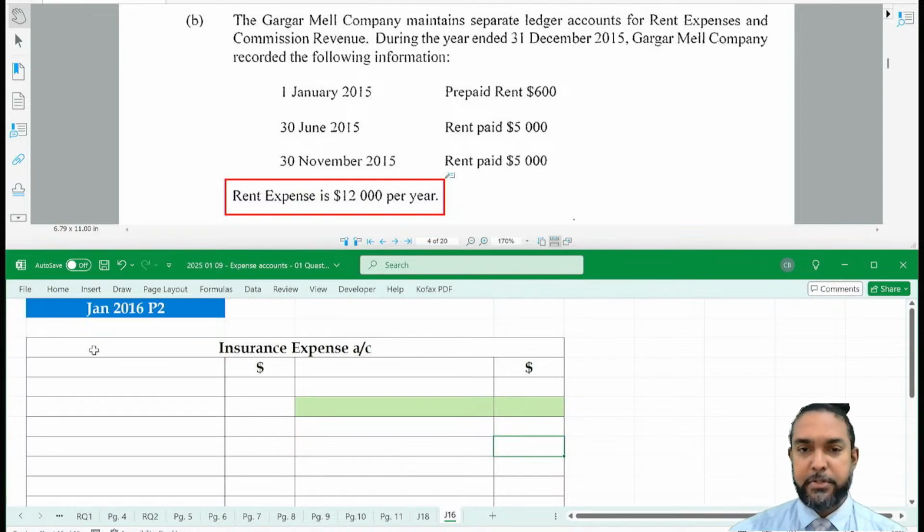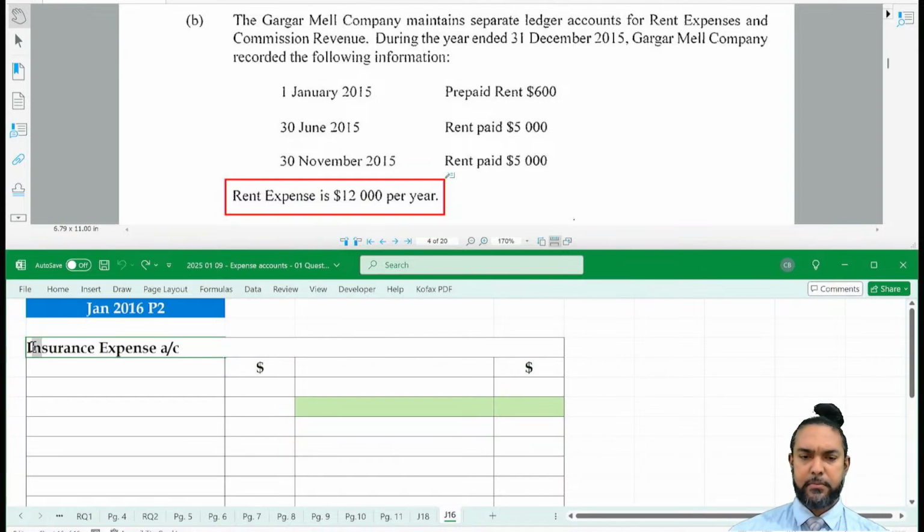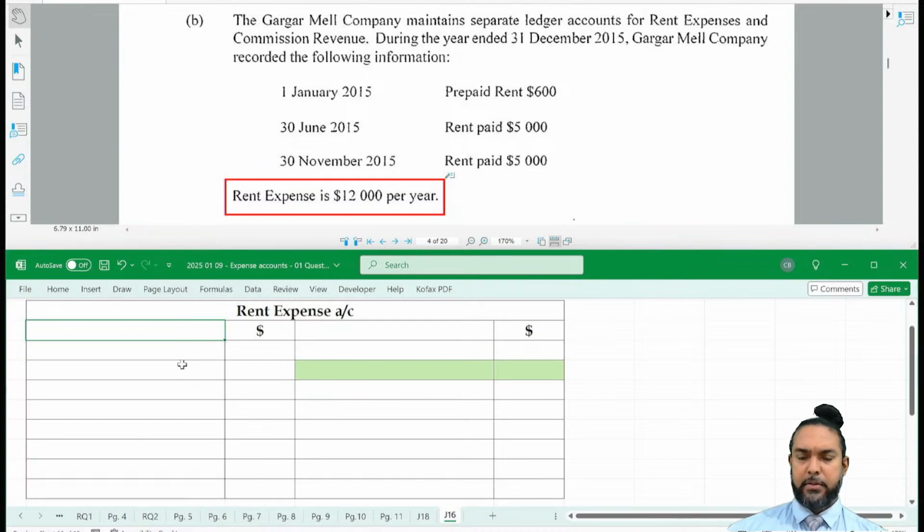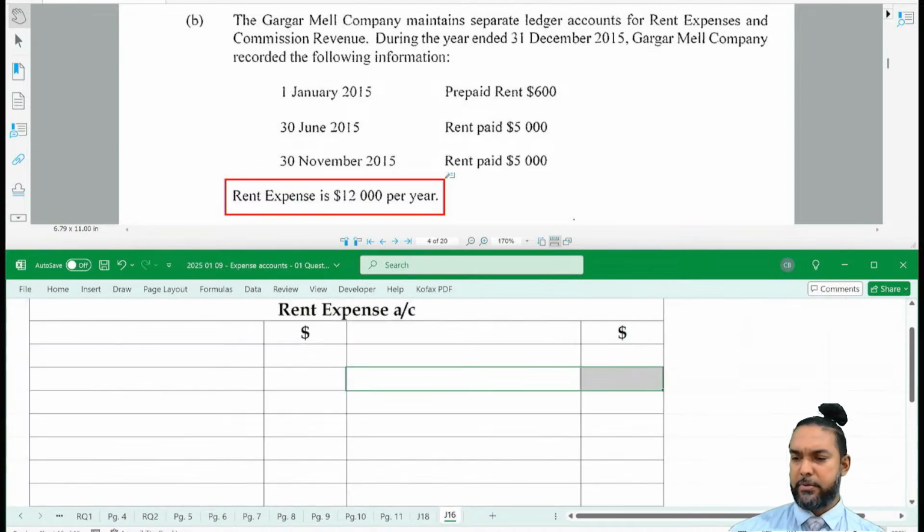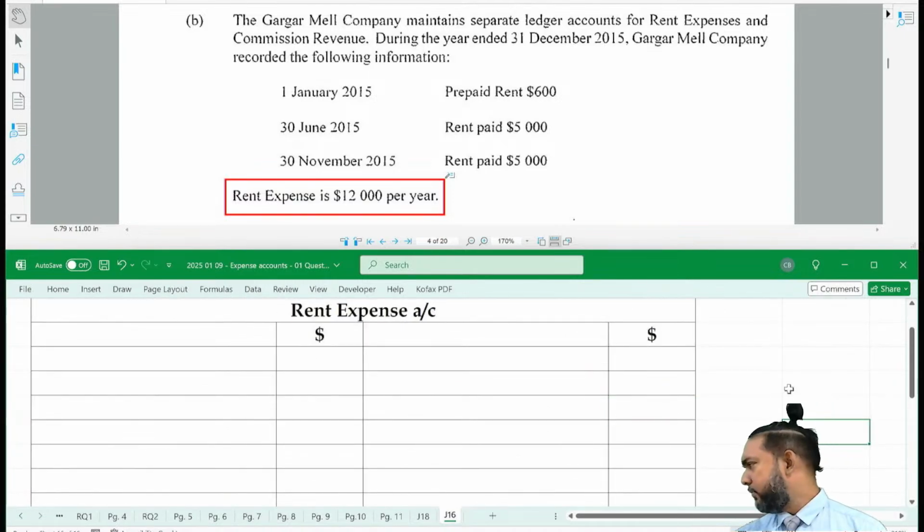Right, okay, sorry. So this is not insurance, right? It's rent. Sorry, one sec. Rent, my bad. Rent expense. Okay, so what we have, hold on, let's zoom in a little bit. Let's do 200 now. All right, that's a little more visible.